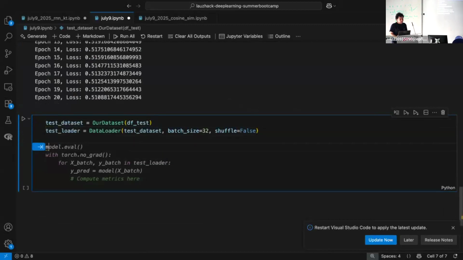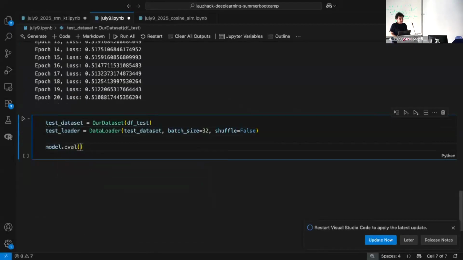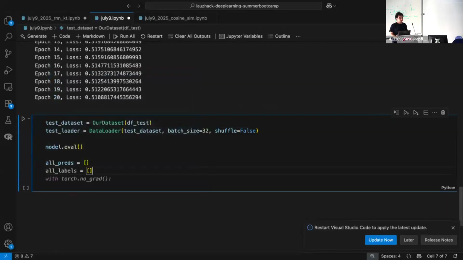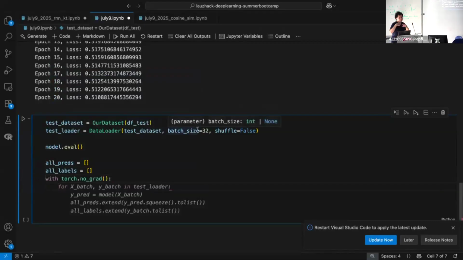Perfect. We turn on the eval mode, right? And then we make two values, all preds and all labels. These are basically the values that we can compare to find our accuracy. I now want to evaluate the model that we trained on the test data set. So we use torch.no_grad, which means don't update the gradients. We just want to test the model. We don't want to train on any of these.